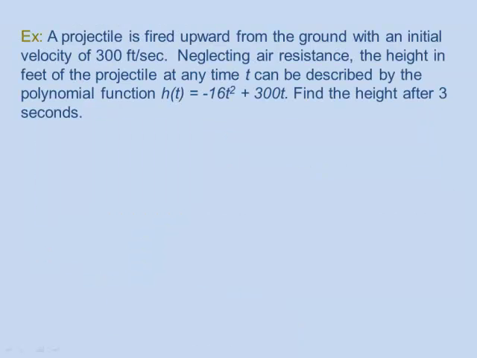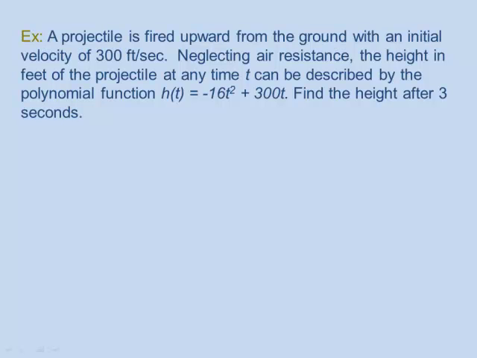So let's look at a real-life application. This problem says a projectile is fired upward from the ground with an initial velocity of 300 feet per second. Neglecting air resistance, the height in feet of the projectile at any time t can be described by the polynomial function h of t equals negative 16t squared plus 300t. Find the height after 3 seconds.